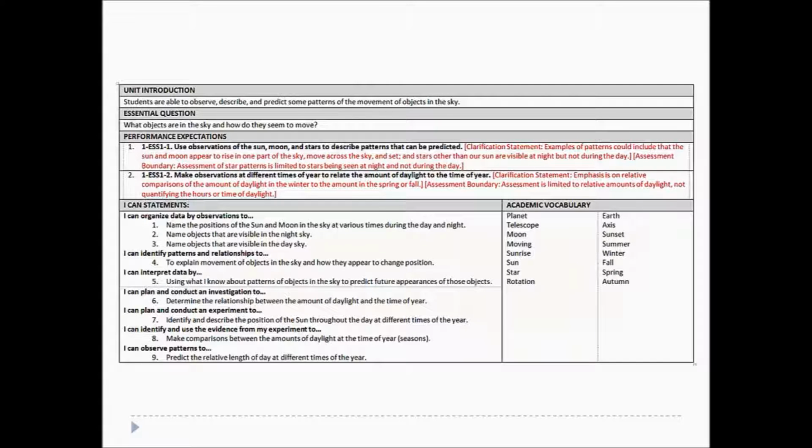In this unit, students will be making observations, either firsthand or from media, to collect data that can be used to describe patterns and make comparisons. Patterns of the motion of the sun, moon, and stars in the sky can be observed, described, and predicted.